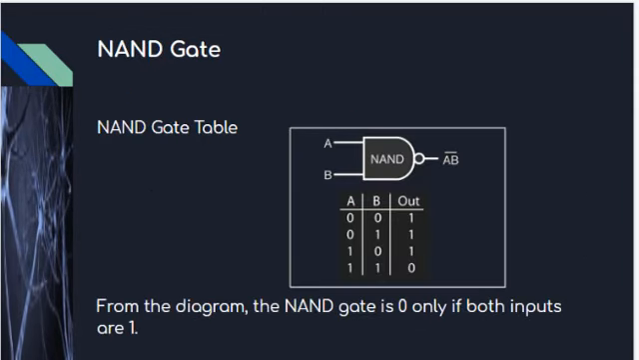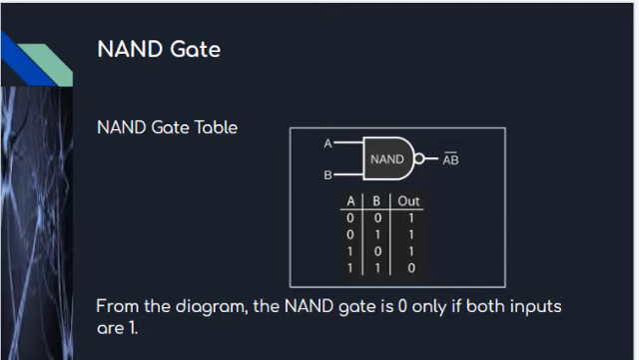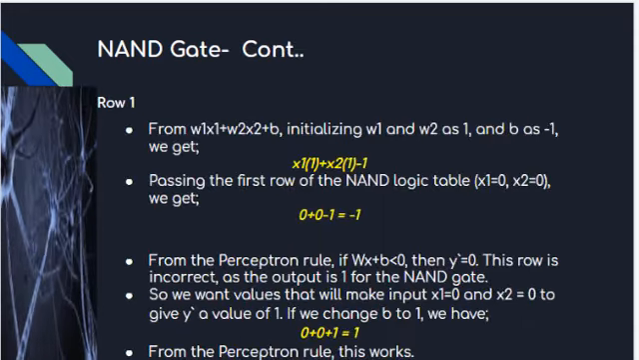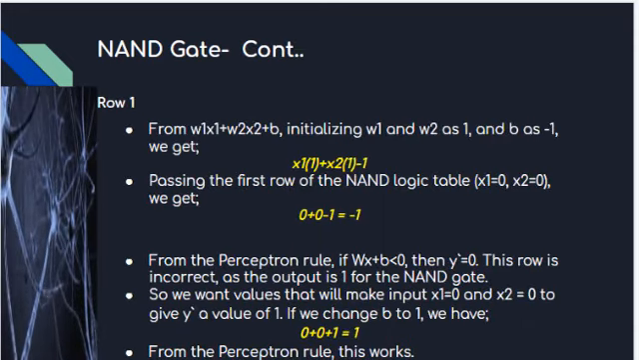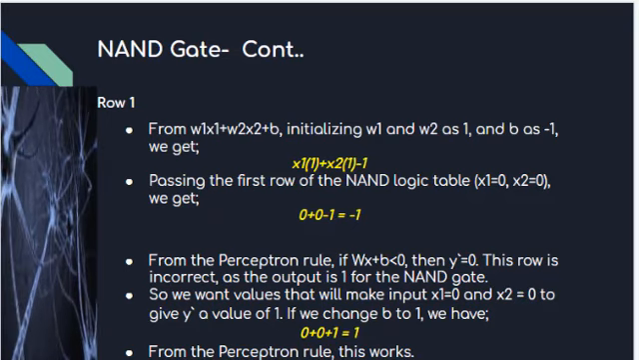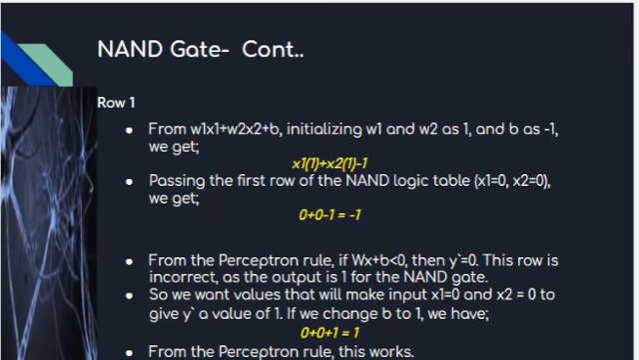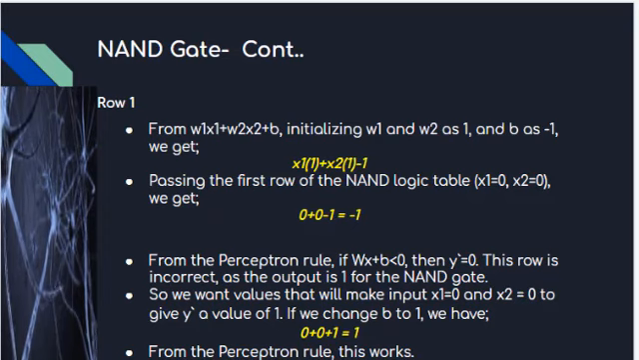This is the truth table for a NAND gate. From the diagram, the NAND gate output is 0 only if both inputs are 1. Take row 1 from the NAND gate table, using w1 x1 plus w2 x2 plus b. In this equation, initializing w1 and w2 as 1 and b as minus 1, we get w1 of 1 plus w2 of 1 minus 1.